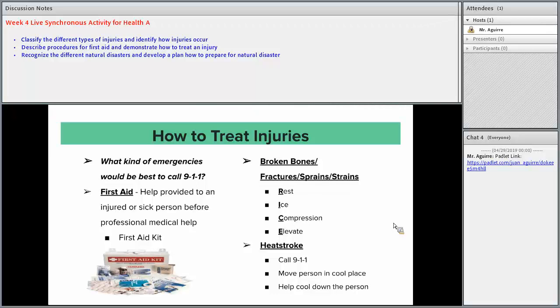Now with a first aid kit, what are some items? Think of items that you use. Those four important items that you brought up in your Padlet. Why did you choose those? What kind of items did you choose?